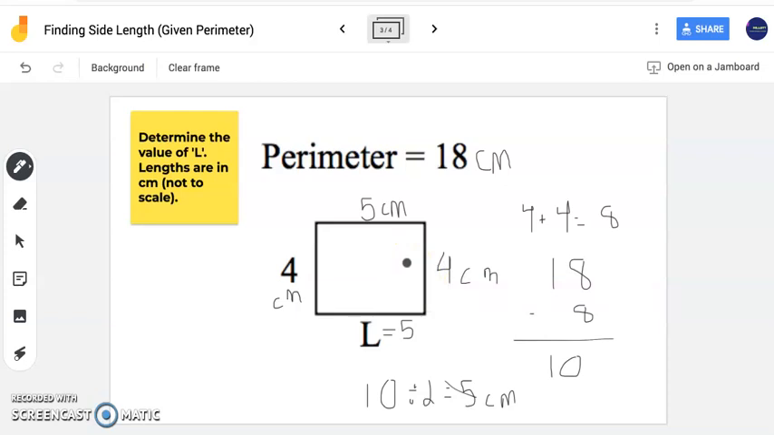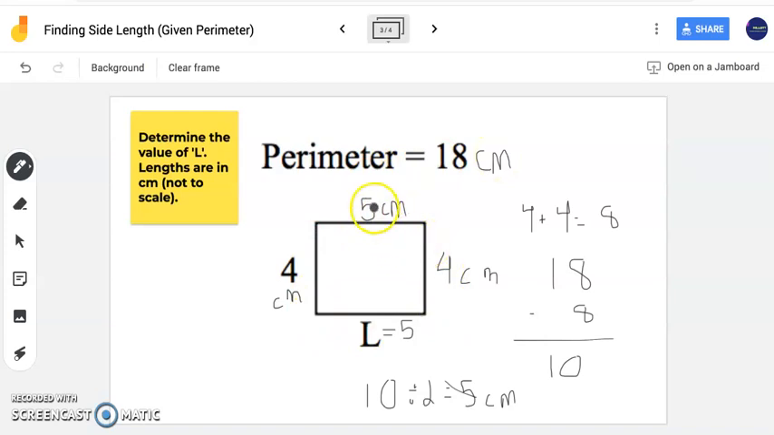We could do that by adding them all together and seeing if it gives us 18. So now I have 5 plus 5 is 10, 10 plus 4 is 14, 14 plus 4 is 18, and we know that's correct because the given perimeter is 18 centimeters. And when I added all four sides, that gave me 18 centimeters.